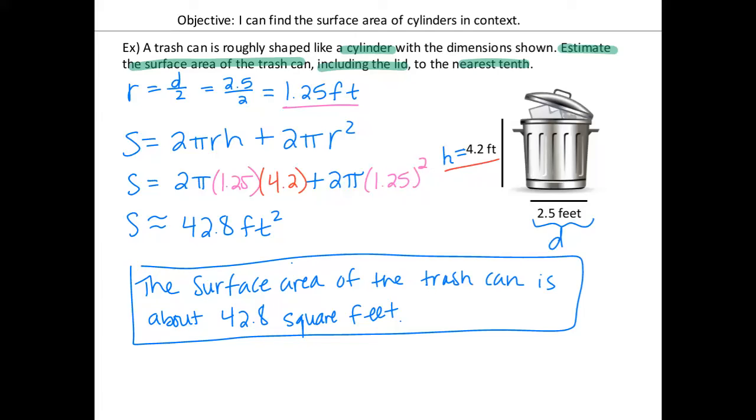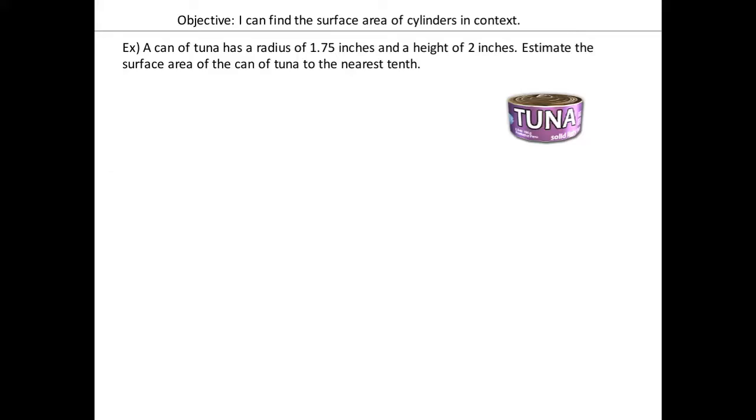All right, so let's go ahead and look at our next example. Our next example here says we have a can of tuna that has a radius of 1.75 inches and a height of 2 inches. And we're supposed to estimate the surface area of the can of tuna to the nearest tenth. This one doesn't give me the dimensions on the picture, but it gives it to me in words. So then I had to figure out what my picture is going to look like.